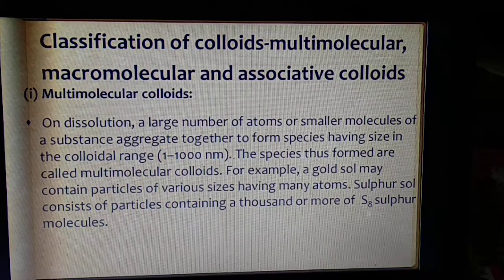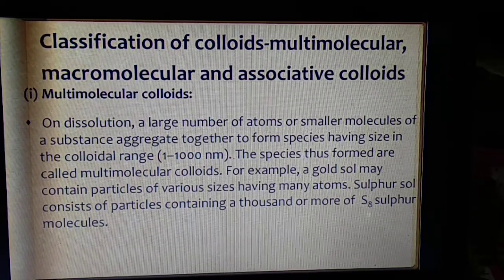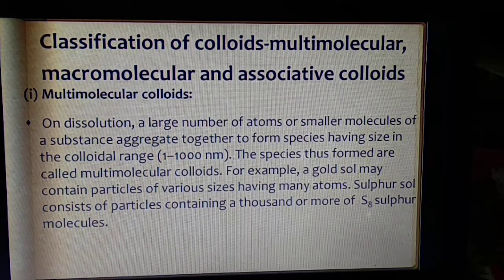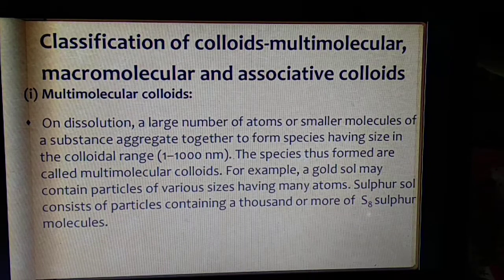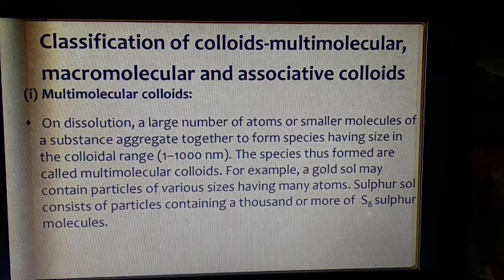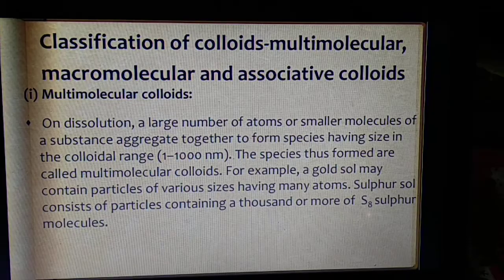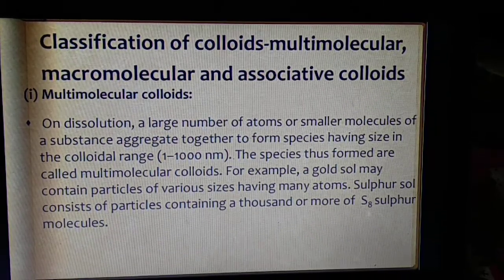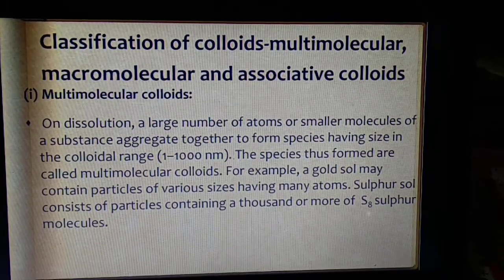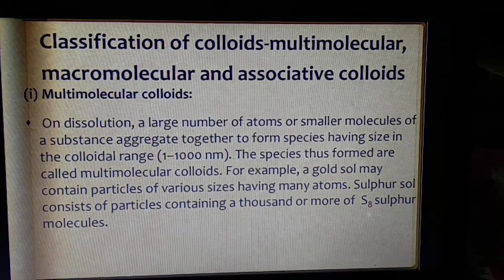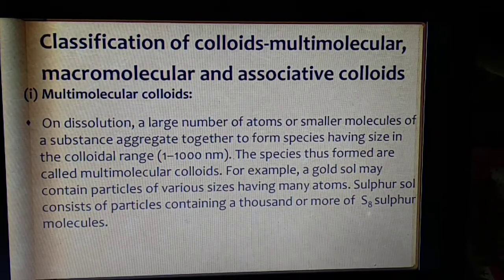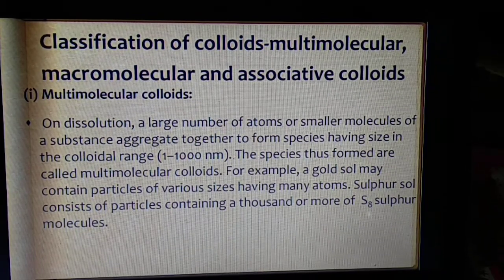Now students, already we have discussed the classification of colloids: multimolecular colloids, macromolecular colloids and associated colloids. Multi means many. In multimolecular colloids, on dissolution, a large number of atoms or smaller molecules of a substance aggregate together to form species having size in the colloidal range, that is 1 to 1000 nanometer. Students, can you tell me 1 nanometer equals dash meter? You have to fill the dash. The answer is 10 to the power minus 9 meter.